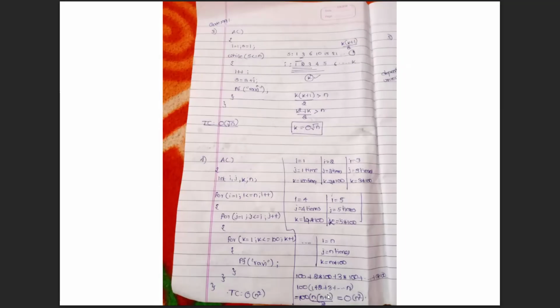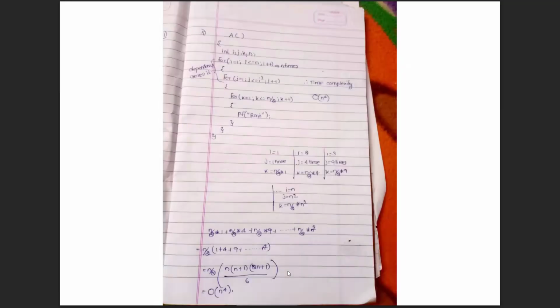So take the tightest bound. So it will become the order of n square. So within order of n square, this loop will complete and it will print the array. So the time complexity for this program is order of n square. So this is the fourth example.